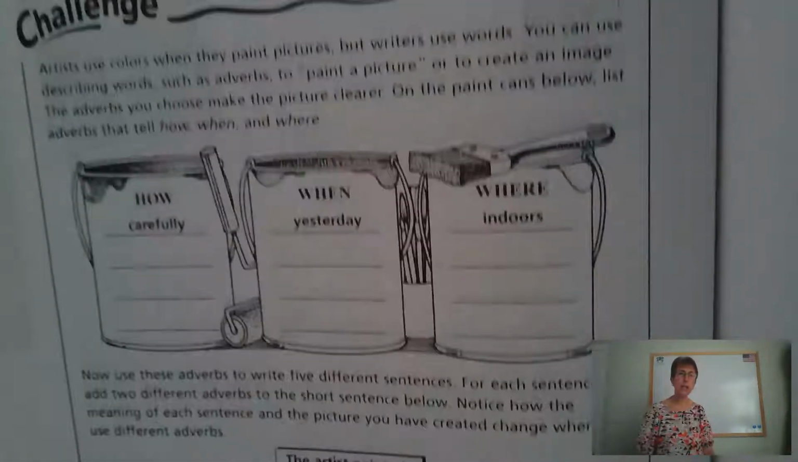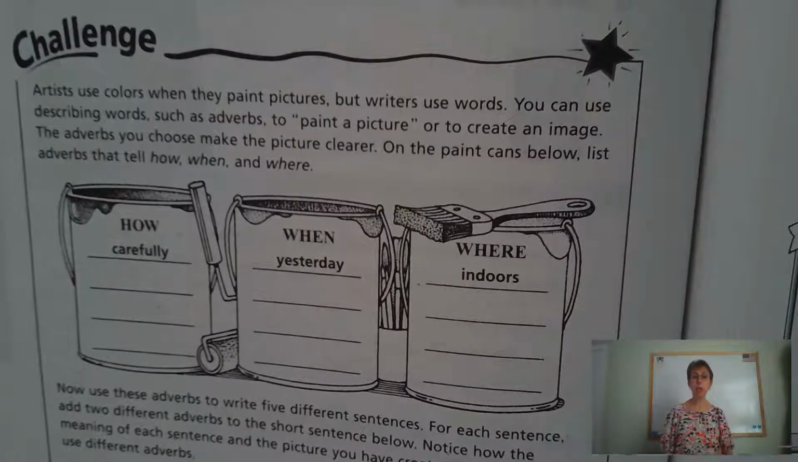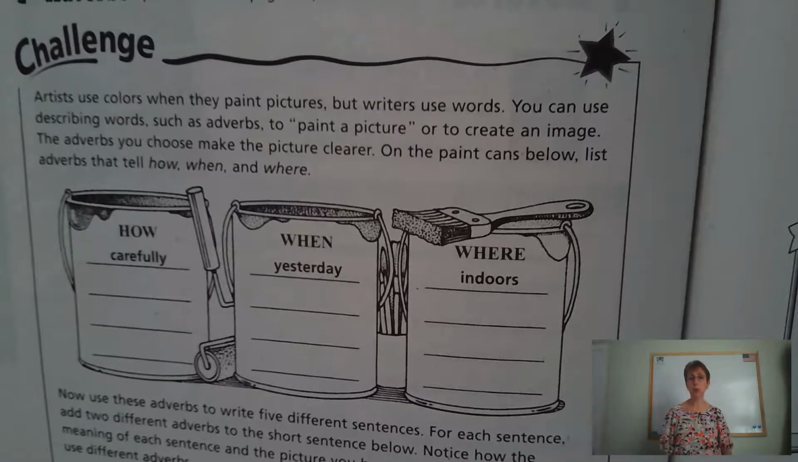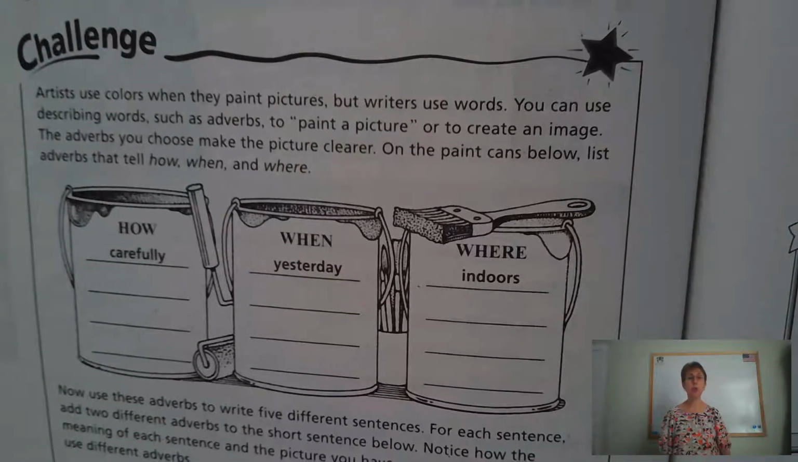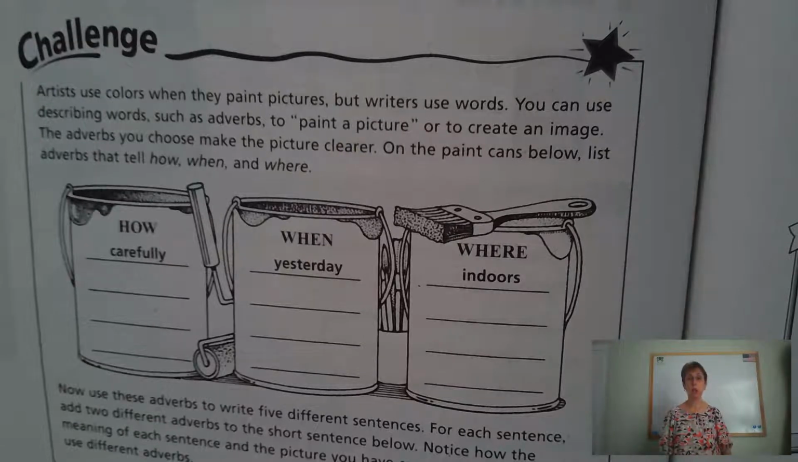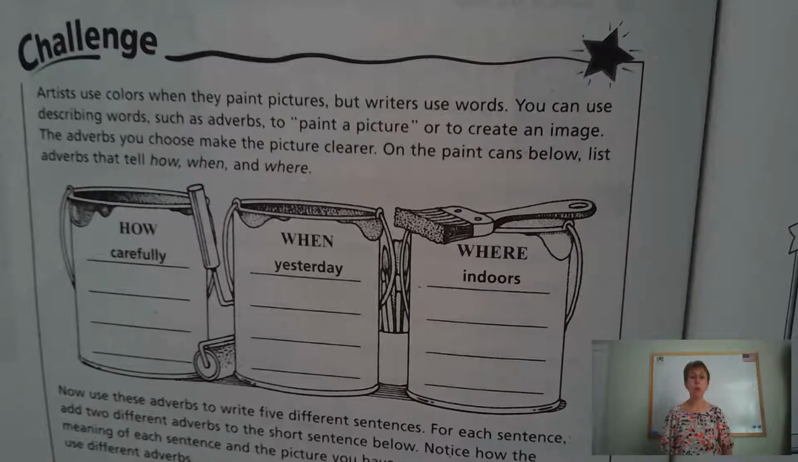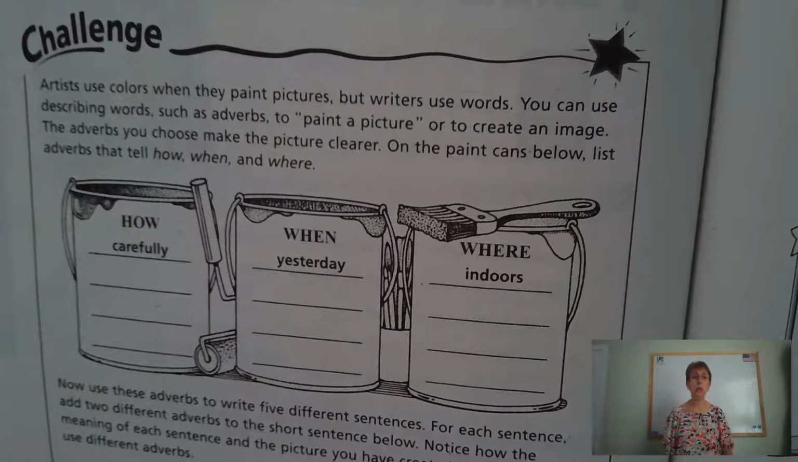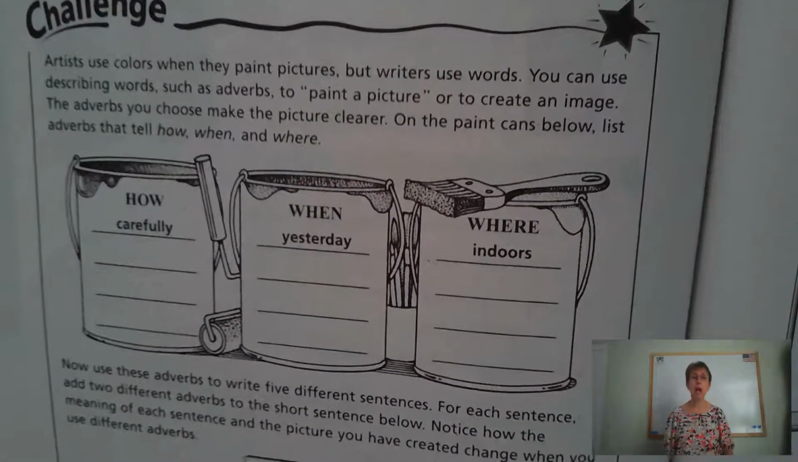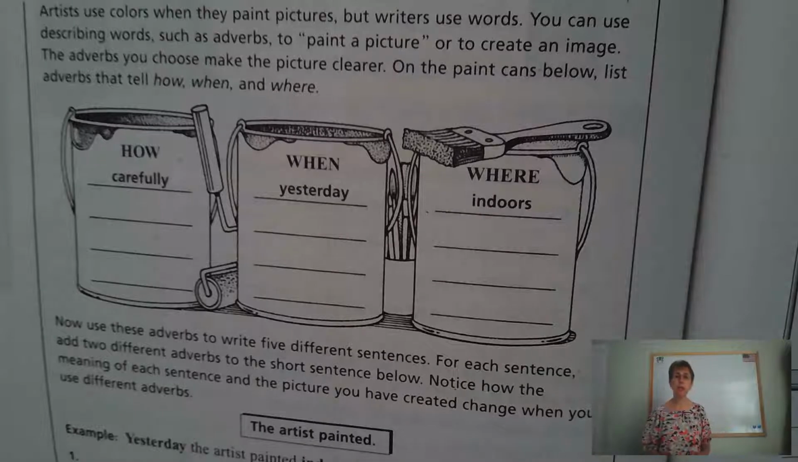Okay, now let's take a look at what it says. Artists use colors when they paint pictures, but writers use words. You can use describing words such as adverbs to, quote, paint a picture, unquote, or to create an image. The adverbs you choose make the picture clearer. On the paint cans below, list adverbs that tell how, when, and where. So let's just talk for a minute about what it says there. An artist uses paints.